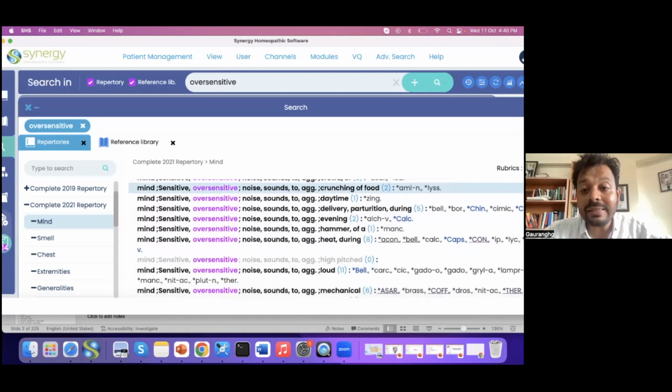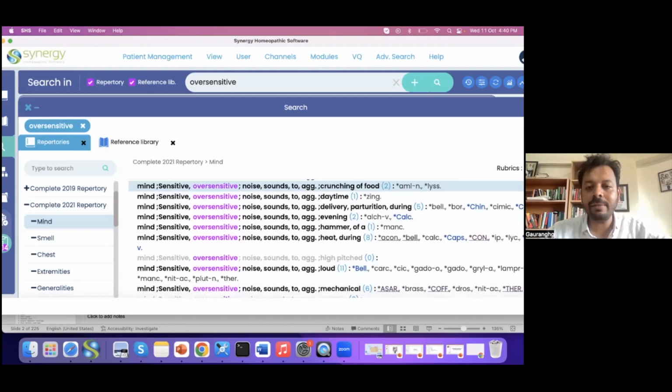Sensitive to even crunching of food. You're sitting at a table, everyone is eating, yum, yum, yum, yum. The Lycinum person will be so irritated with this noise that they will just take a fork and, this is typical for Lycinum. Sensitive to crunching of food. My God. So interesting. It's a typical pattern of Lycinum.